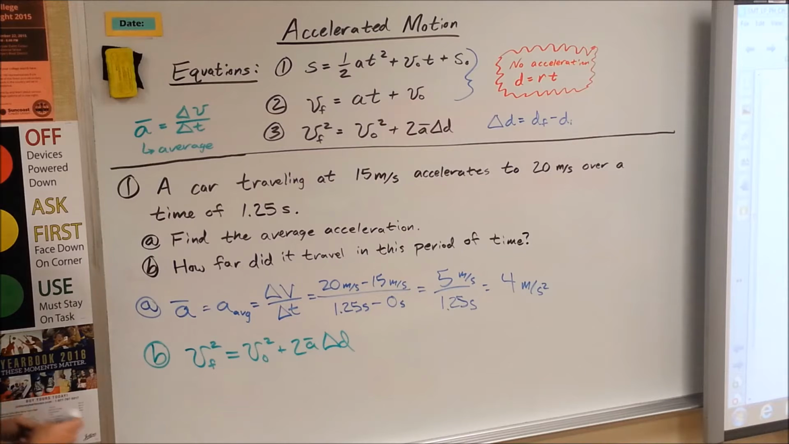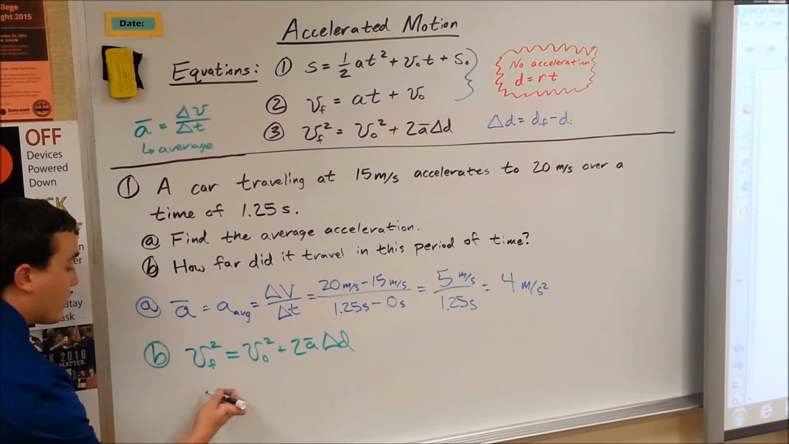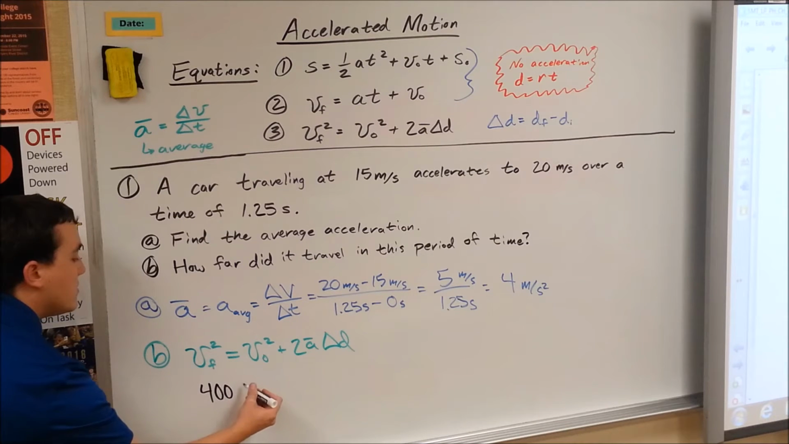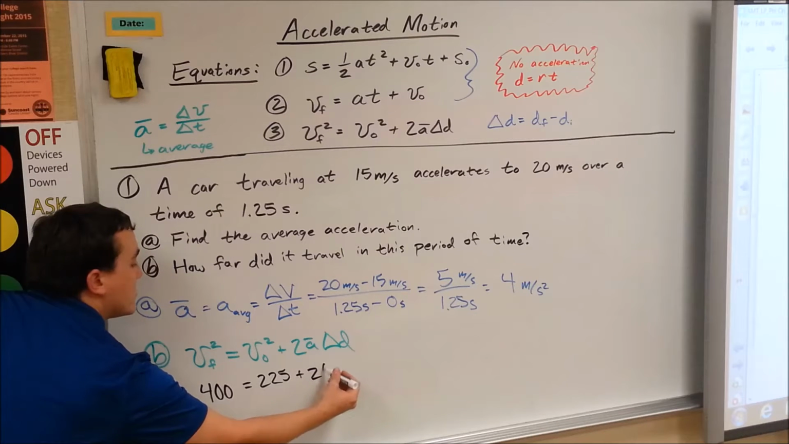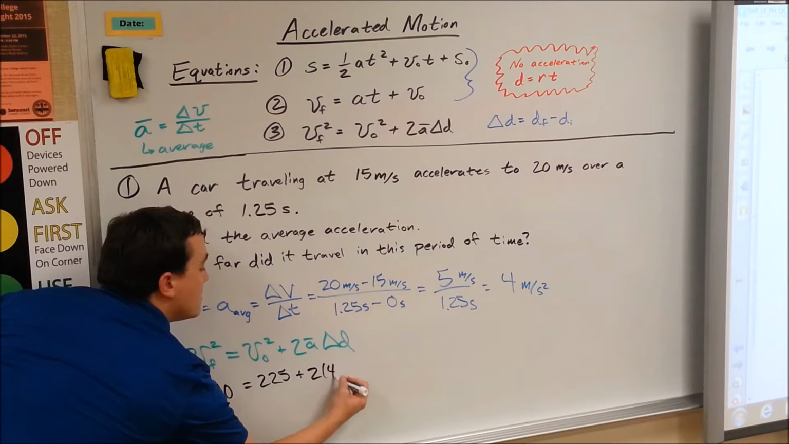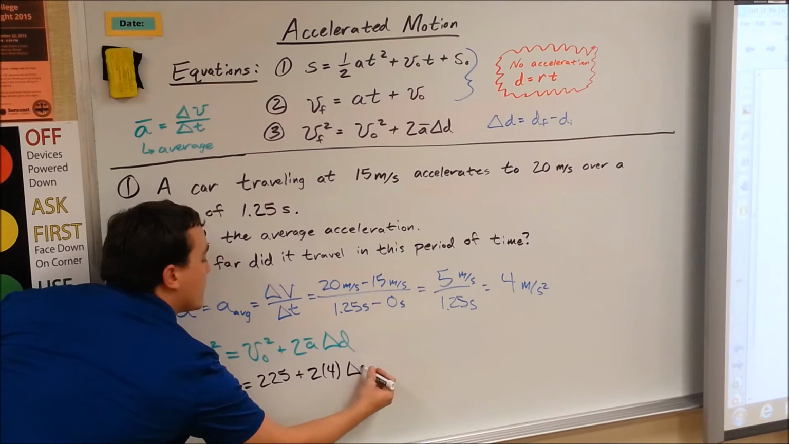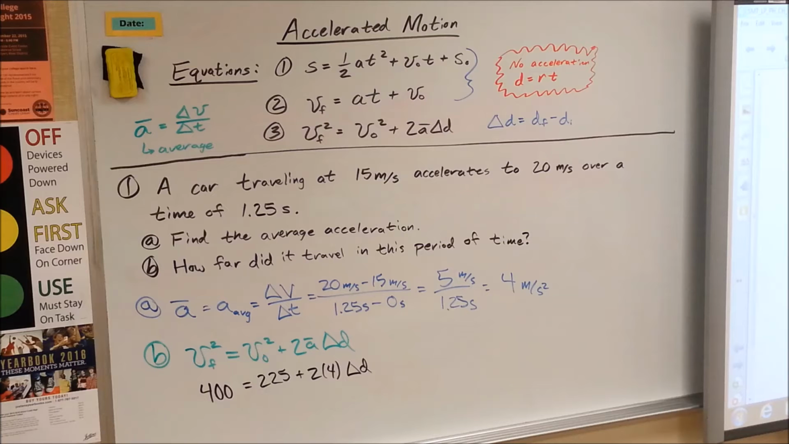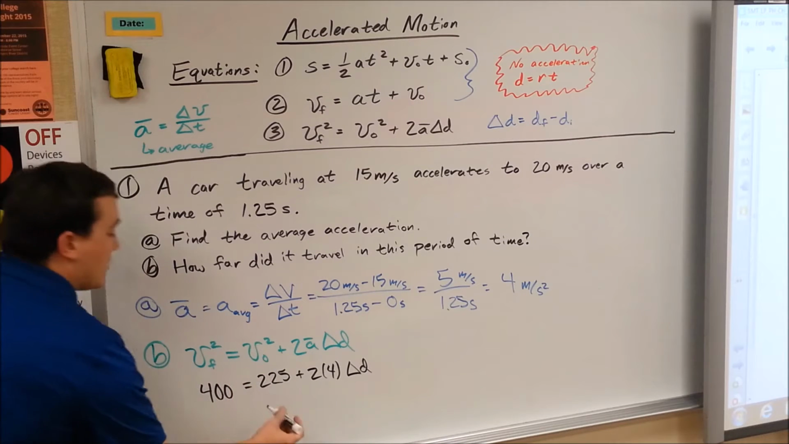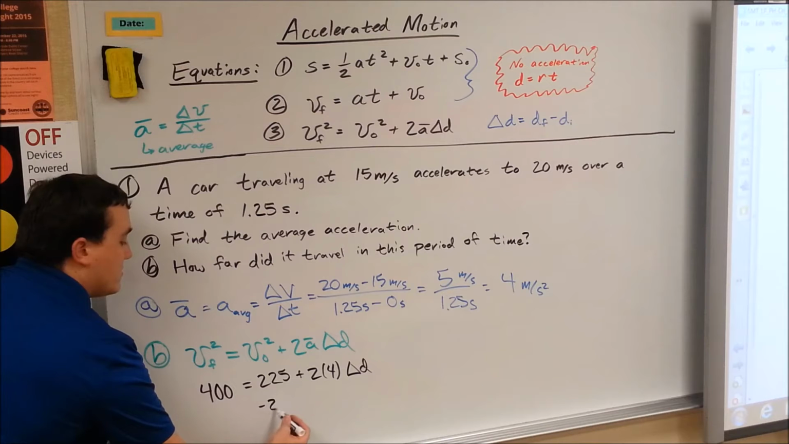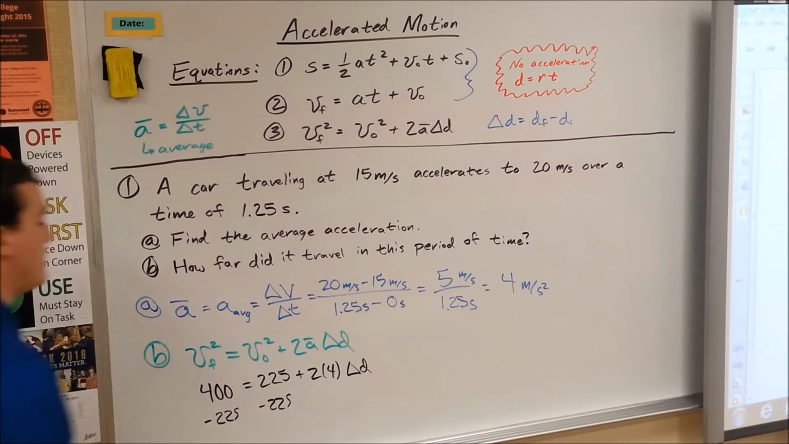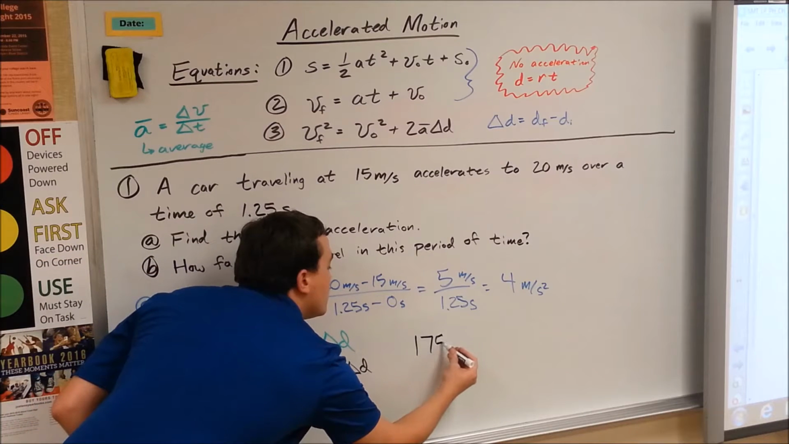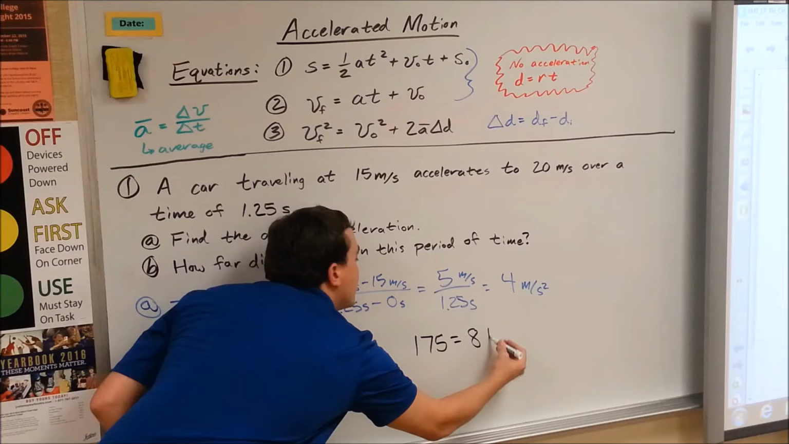And we plug in what we're given. We know final velocity is 20. 20 squared is 400, equals 225 plus 2 times acceleration, which is 4, times delta d. Delta d is what we're solving for, the change in distance. So we can subtract 225 on both sides. That gives us 175 equals 8 delta d.